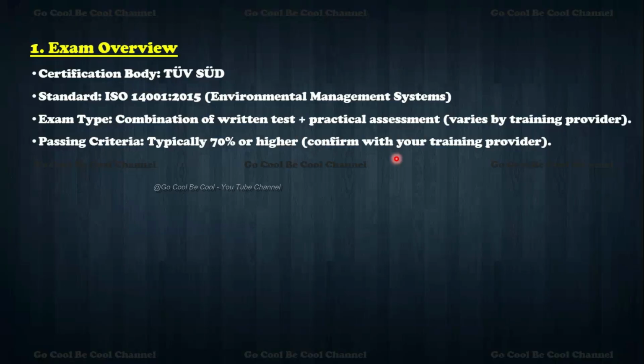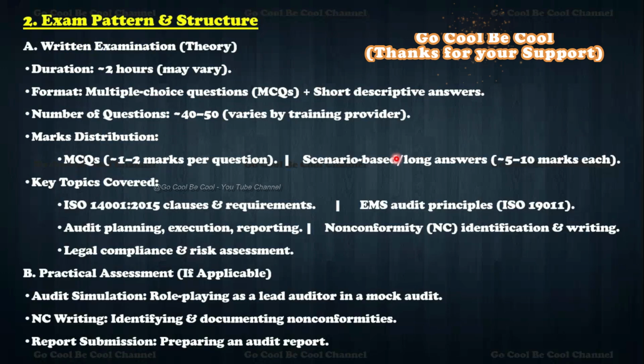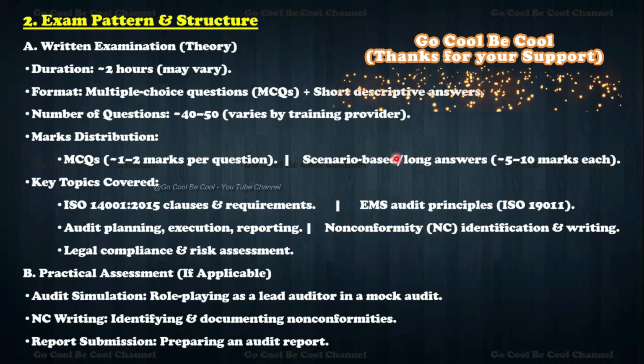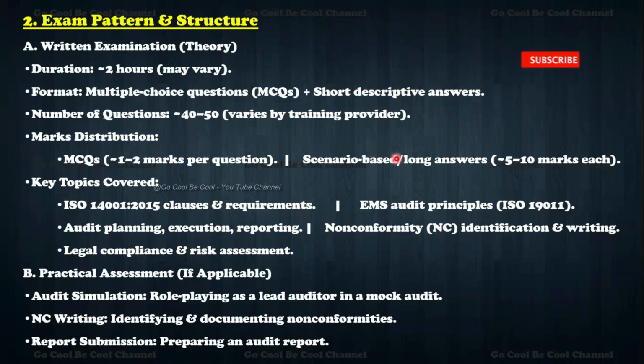Now point number 2 is exam pattern and structure, how the examination is supposed to be. For the written examination, we generally have theory. The duration is 2 hours; it may vary, like 1 hour 45 minutes is also there. The format has MCQ and short descriptive answers, and the number of questions is 40 to 50. Nowadays it is converting everything.